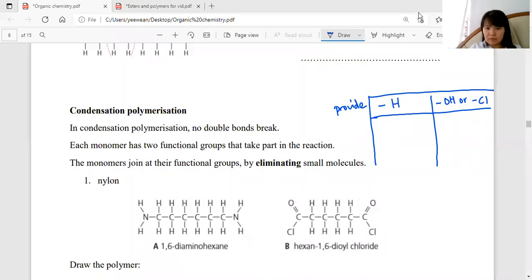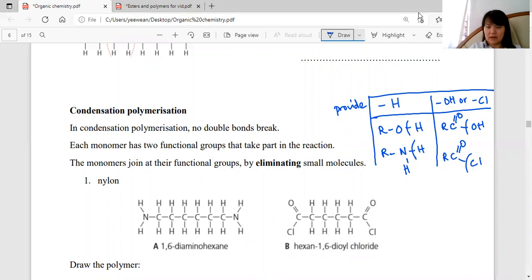To provide the H, we've got alcohol. We've seen that. And besides alcohol, under polymerization, the other thing that can provide a H would be NH2. So we'll take one of the H out. And to provide the OH or the Cl, it's the carboxylic acid just now. So we'll take this out. Or COCl, we'll take this Cl out. So it can form water or HCl.